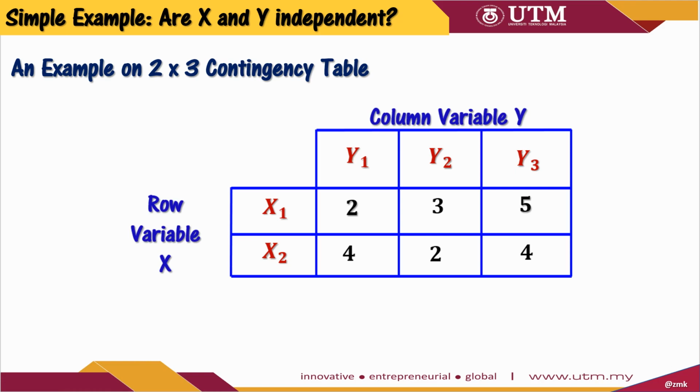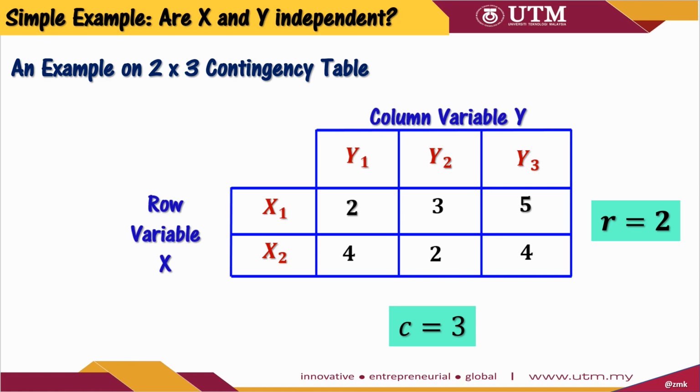Therefore, in this example, we have a 2x3 contingency table where the number of rows denoted by R is 2 and the number of columns denoted by C is 3. Generally, we can have an R by C contingency table. The elements or entries in the table are the frequencies or the number of subjects that have the two characteristics or two subcategories at the same time.